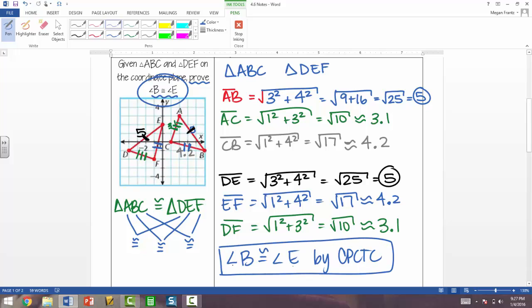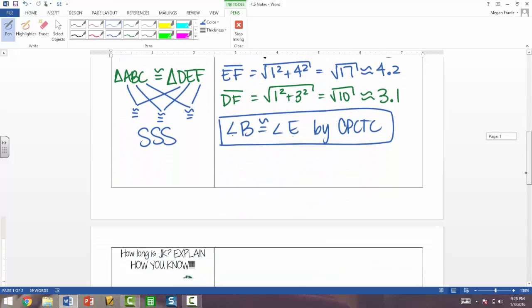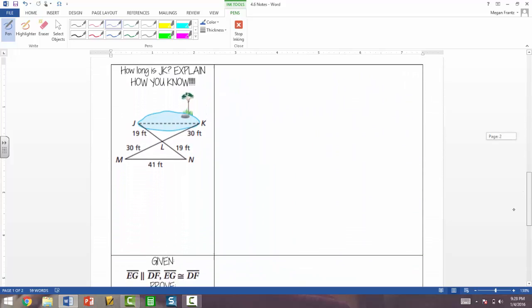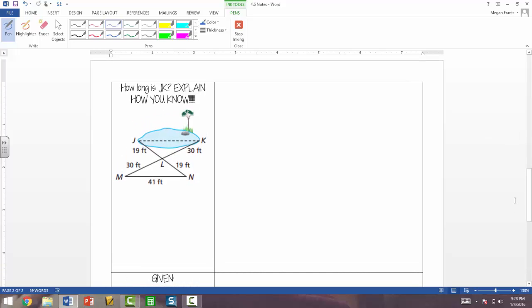Because those triangles are congruent by side, side, side, we know that every single part of them also has to be congruent. So, let's do another problem. How long is JK? If you look at this, chances are you're going to spit out the answer instantly. But I want to know how we can justify it. So, how long do you think JK is?